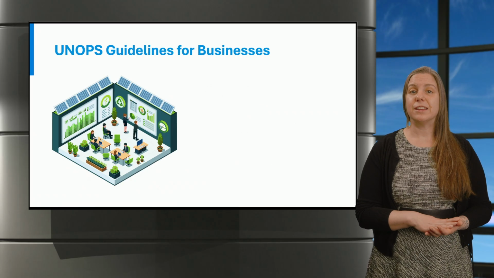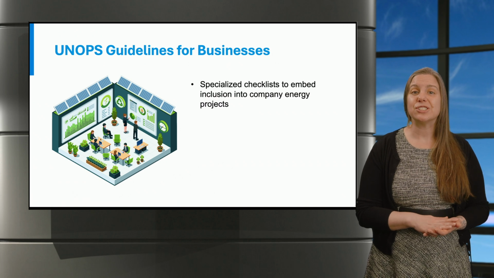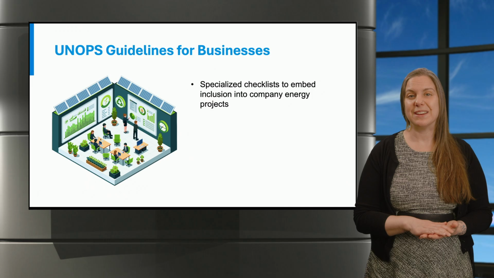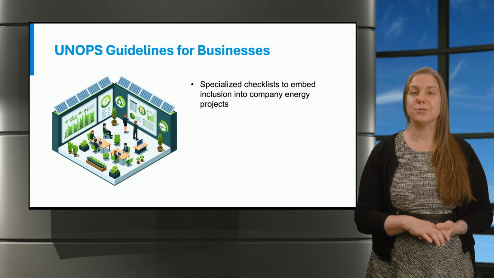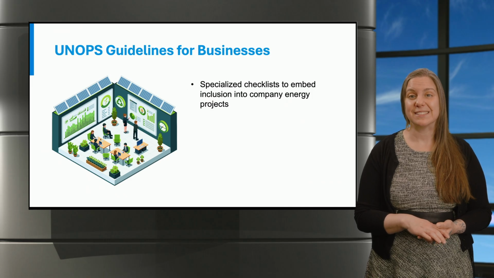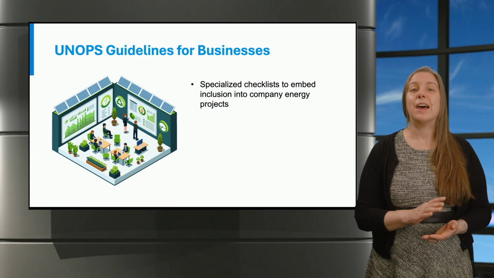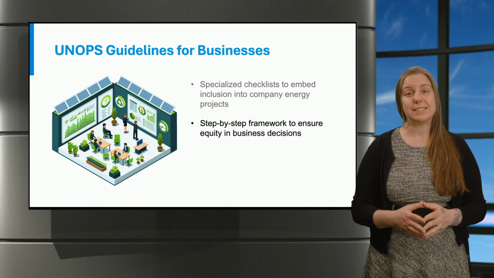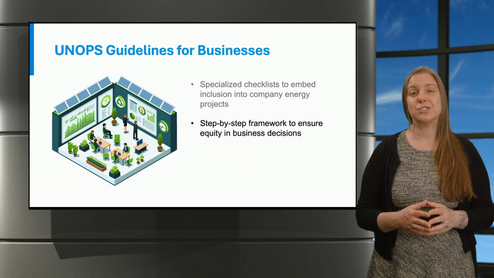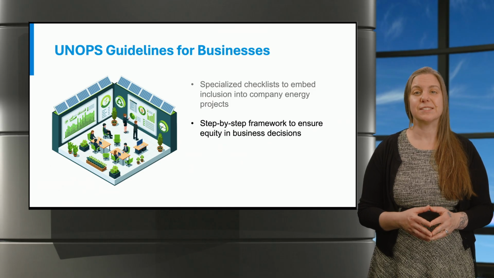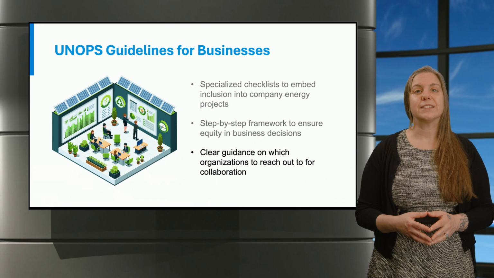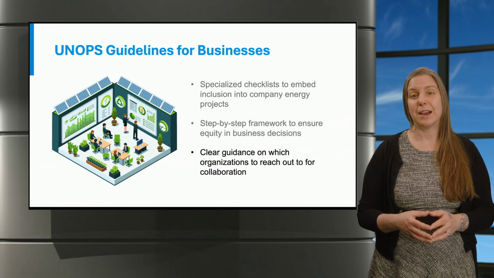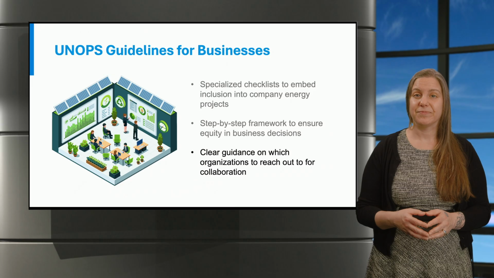The UNOPS Guide for Businesses is a specialized checklist that is based on different categories and criteria that help to embed inclusion into company practices, energy products, and workplace packages. These guidelines include some step-by-step frameworks to ensure equity in business decisions. They also provide clear guidance on which organizations to reach out to for collaboration and support.